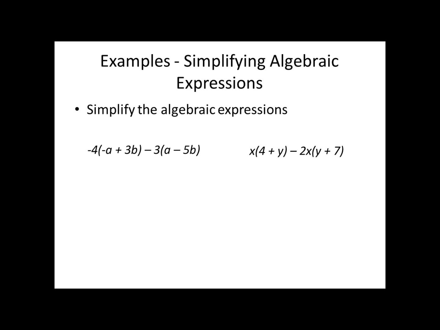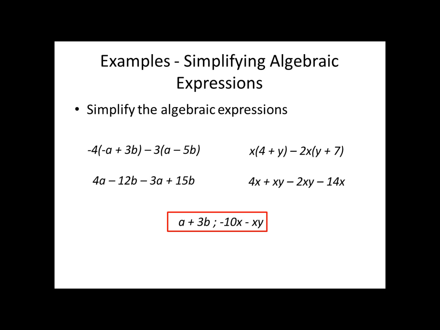Let's take a look at a couple more examples of simplifying algebraic expressions. So I've got 2 algebraic expressions and I want to simplify both of them. Really it breaks down to getting rid of all the parentheses, combining like terms. So we're going to get rid of the parentheses in all these expressions by distribution, and now we're going to combine like terms. So our 2 answers are a plus 3b for the first expression, negative 10x minus xy for the second expression.